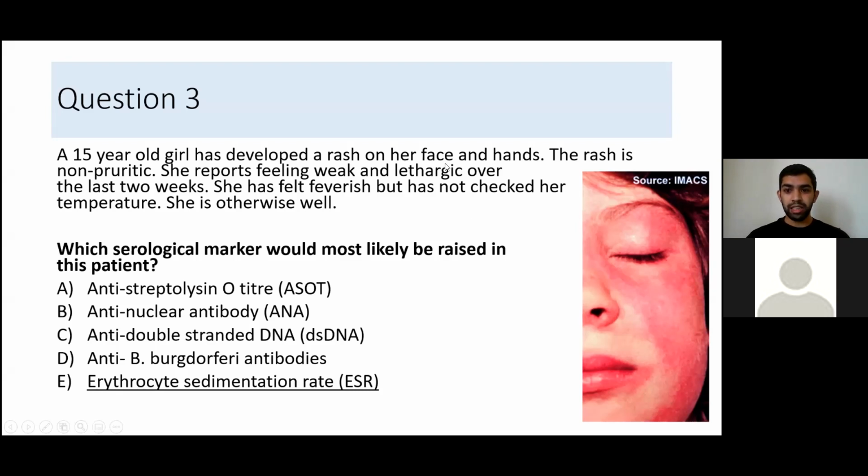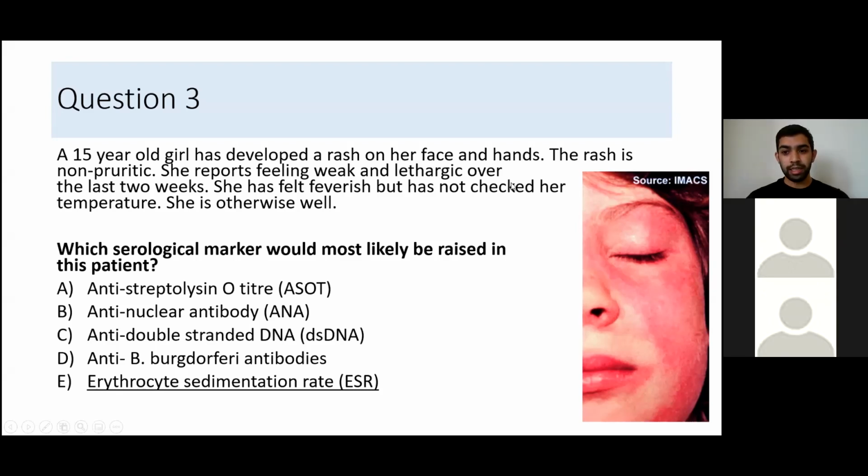especially given that it's a facial rash, and then there's a similar rash on her hands, is dermatomyositis, or in this case, as this is pediatrics, juvenile dermatomyositis. Now, JDM doesn't typically have a characteristic antibody. It does have something called myositis-specific antibodies, and those are only present in around 50% of cases. But none of these options here are more likely than the ESR to be raised.